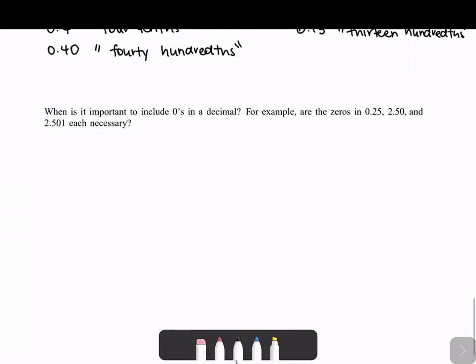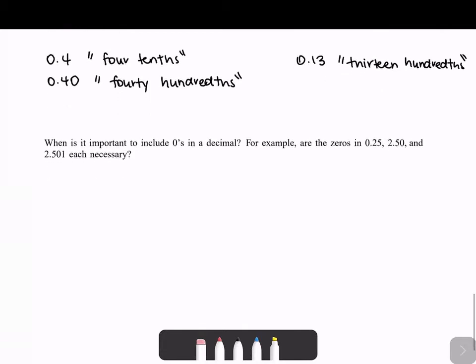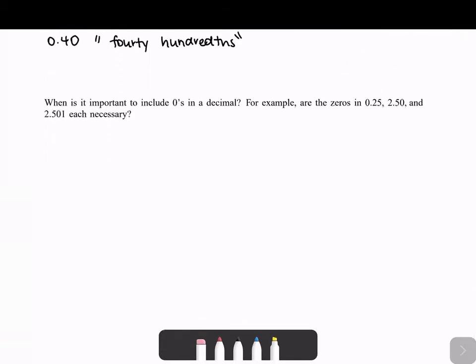Okay. Lastly, I just wanted to talk about when it is important to include zeros in a decimal. Because you can see right here with 0.4 and 0.40, we added a 0 there at the end. But I just want to talk about when it's necessary to include zeros. So if we look at 0.25, this just represents the value 25 hundredths. So it's 25 hundredths, and we don't need that 0.